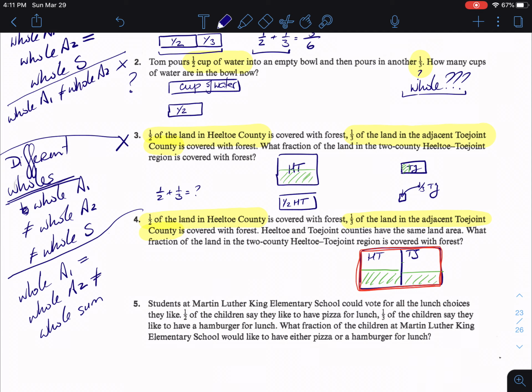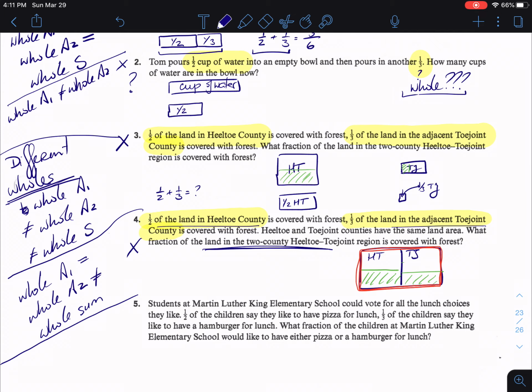So it is not the same as the whole for the sum that they're asking for. They've switched the whole. Notice the land of the heel-toe county versus the land in the toe-joint county, and then the land in the two-county heel-toe-toe-joint region. So this is not half plus a third. We can figure out what that amount is, but it's certainly not just a half plus a third.